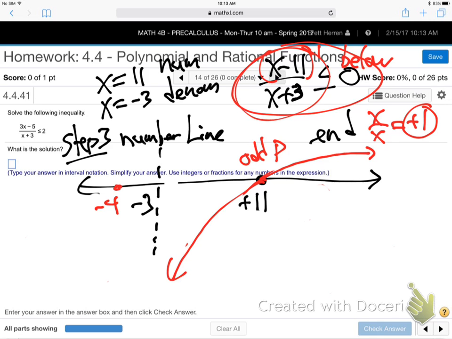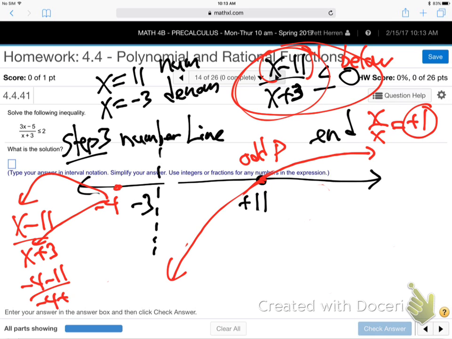Plug into what? Into x minus 11 over x plus 3. Plug in the -4. So what do you get? -4 minus 11, -4 plus 3. Remember, all I care about is sign. -15 over -1, that's positive. So that means it's up here, isn't it? It's positive. It's up in that section.